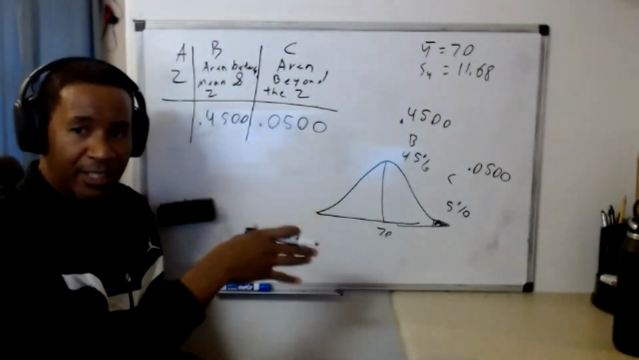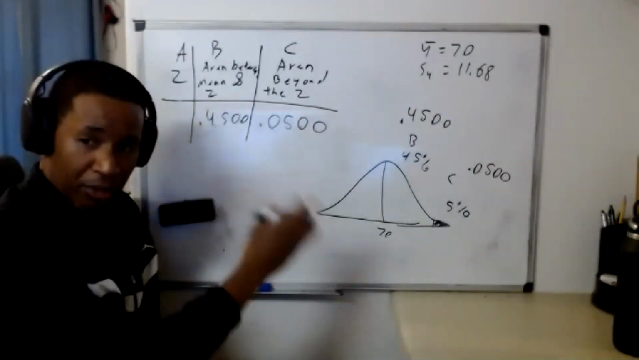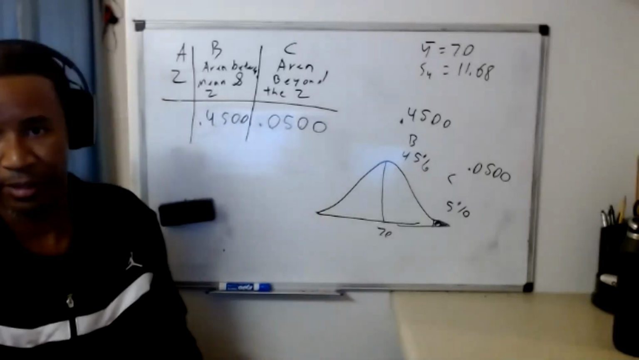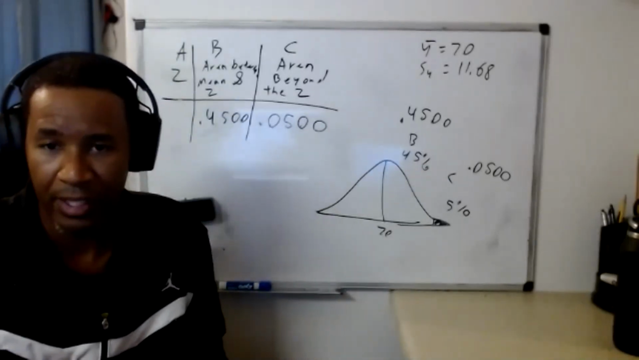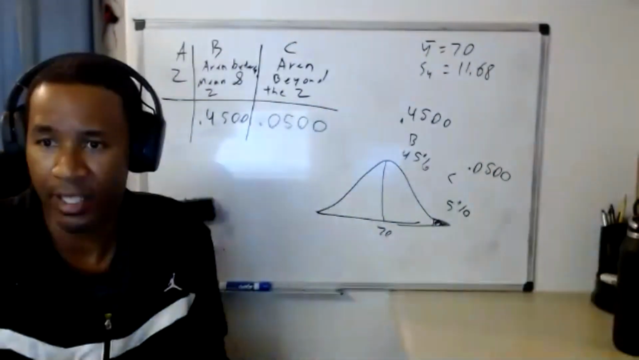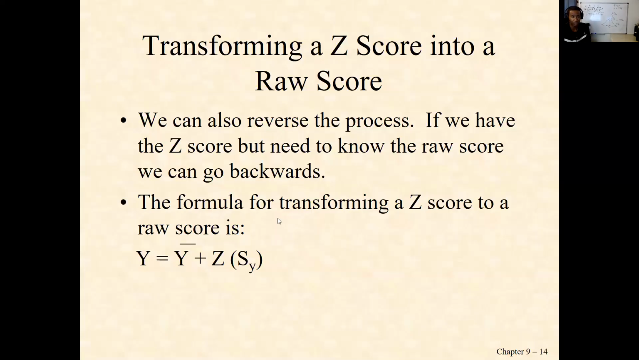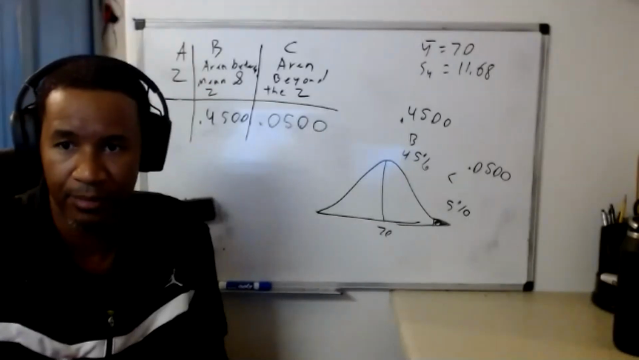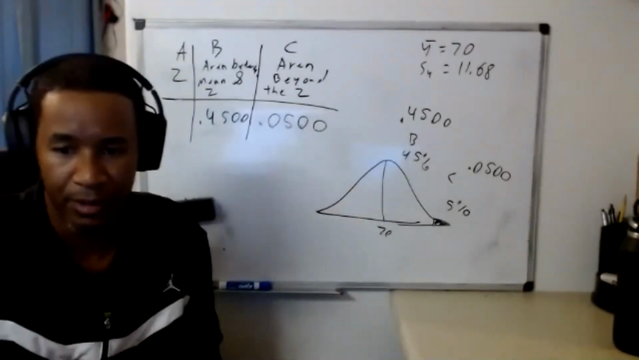Now that will give us the Z-score that we need to use to find our raw score. So once we have that Z value, we plug it into this equation, which is a raw score equation. The raw score is equal to the mean plus the Z times the standard deviation. We know what the mean is and we know what the standard deviation is. What we don't have is the Z value. And this is how you're going to go about getting that Z value.